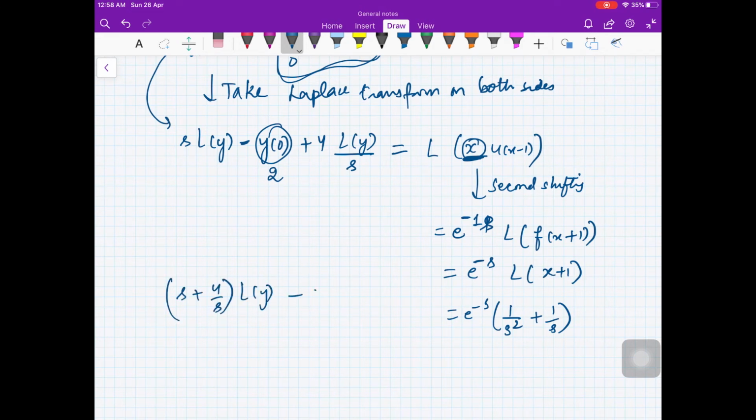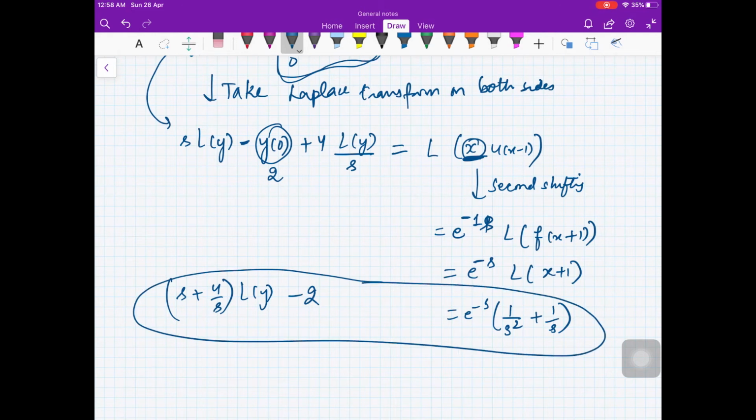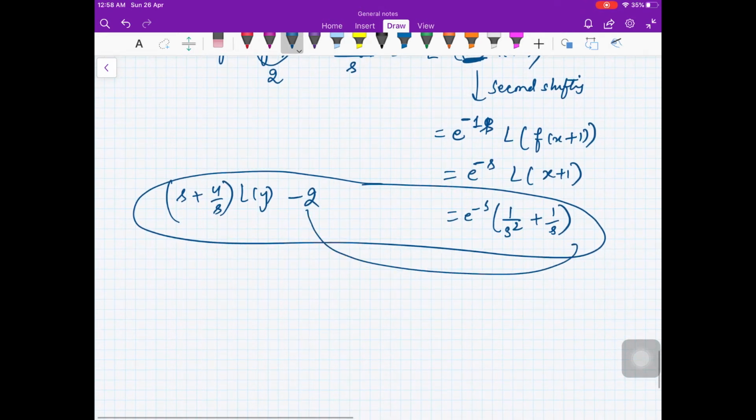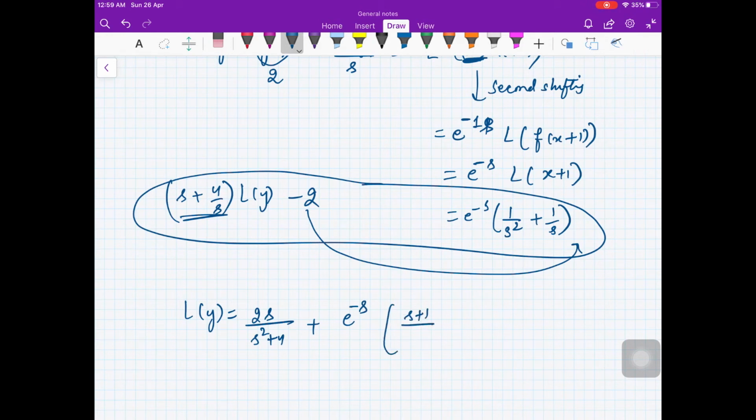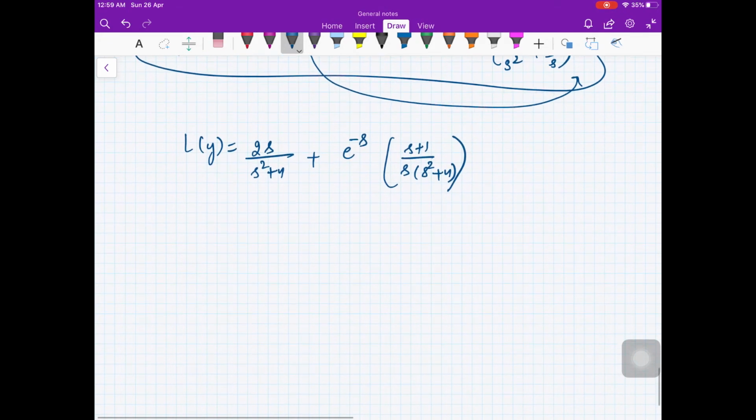So you will get (s plus 4) by s into L of y minus 2 is equal to this thing, right? From here you can bring this 2 to the other side and then divide. You'll get L of y equal to 2s upon s square plus 4, plus e raised to minus s times (s plus 1) upon s into s square plus 4. So this is what you will get.